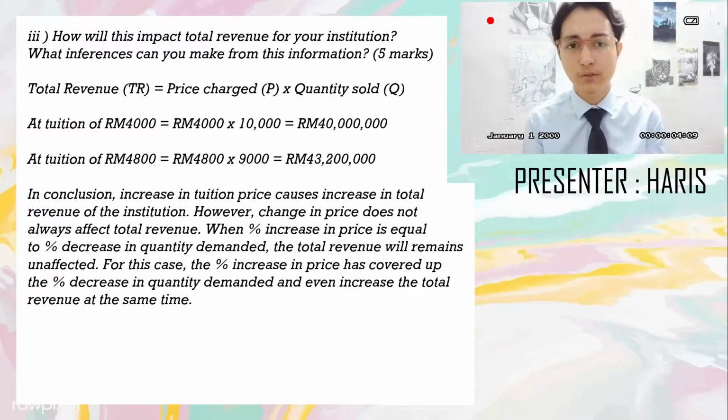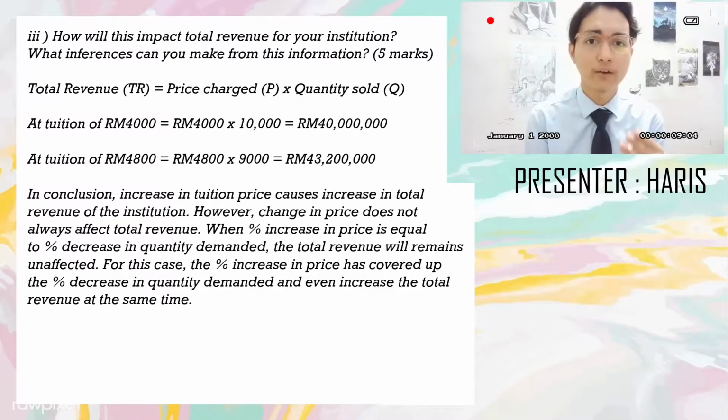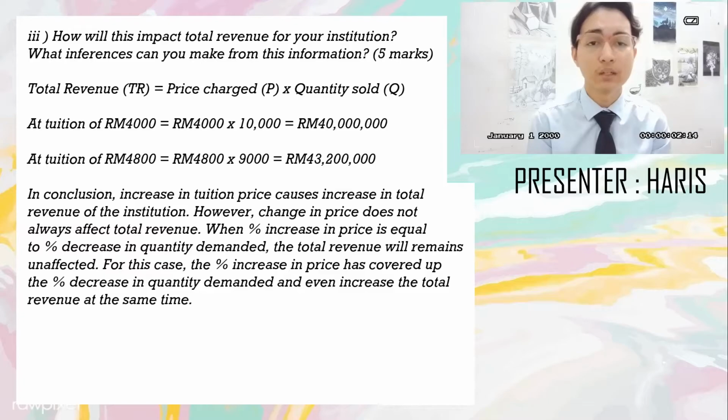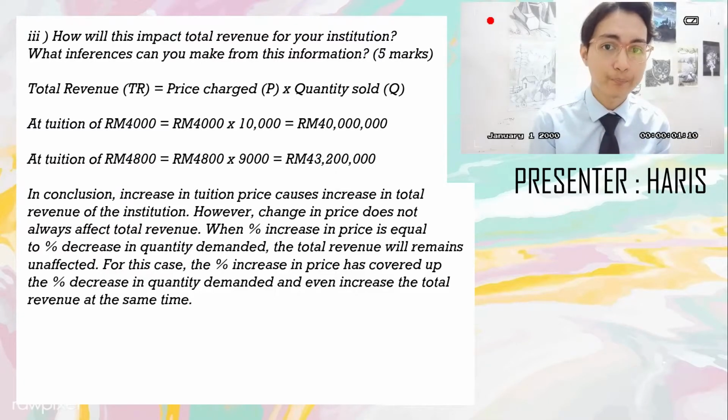The calculation, as you can see, a tuition of RM 4,800 times 9,000 students, and you will get the total revenue of RM 43,200,000. In conclusion, an increase in tuition price causes an increase in the total revenue of the institution.